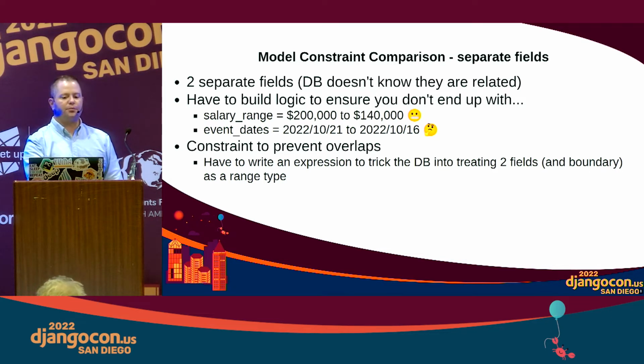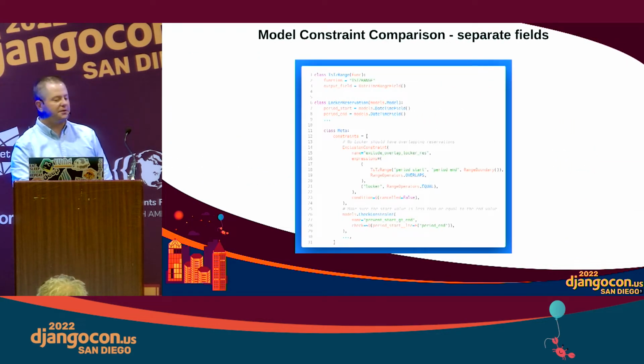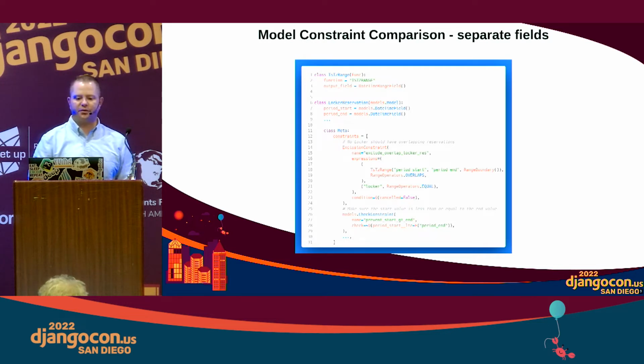And then when it comes to preventing overlaps in your database, you have to kind of trick the database into treating those two fields as a single field to do this effectively with an exclusion constraint. You don't need to see the details on this one, but this is everything that's required to add the functionality I just mentioned. We add a check constraint to prevent a lower value from being larger than the higher value, and an exclusion constraint to prevent some overlaps.